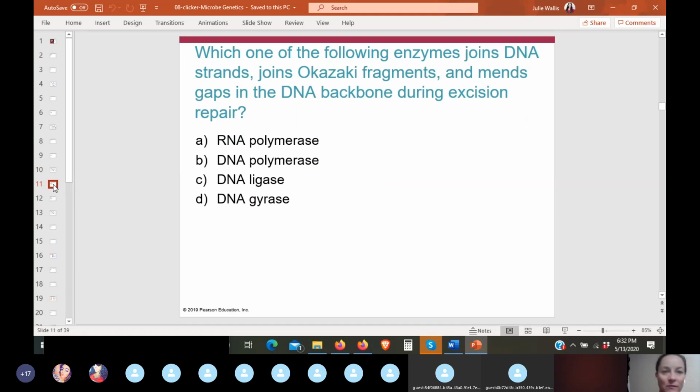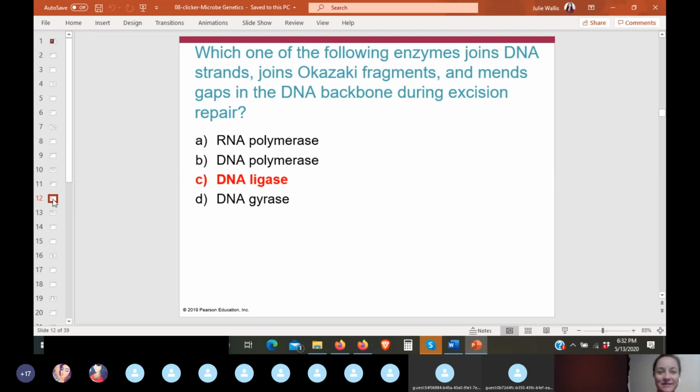All right, 11. Which one of the following enzymes joins the DNA strands, the Okazaki fragments, and mends the gaps in the DNA backbone during excision repair? If you were listening, you got that one easy. So most of you said DNA ligase.